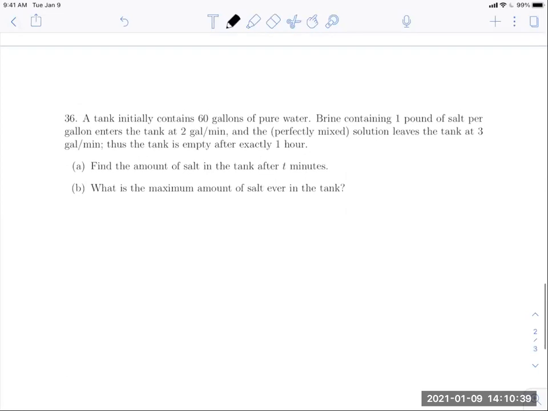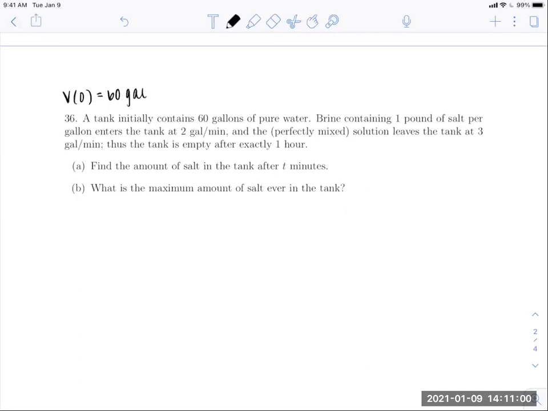So what I'm going to do actually to conserve some white space is up above in the top margin, I'm going to write out all of the given information. So we have, first of all, number 36 from the textbook. A tank initially contains 60 gallons of pure water. So we know that our initial volume is 60 gallons.